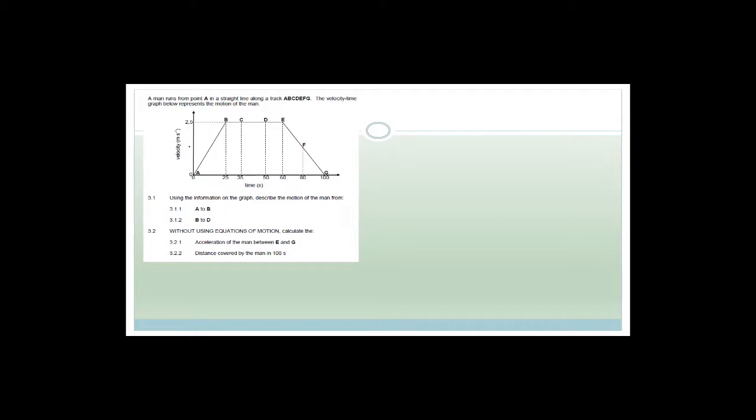So it says you have velocity. So this is a velocity versus time graph. Do you agree? His velocity changes from 0 to 2.5, and his velocity changes from 2.5 back down to 0. So from A to B, there is obviously a constant acceleration. And let's just work that out because we can.